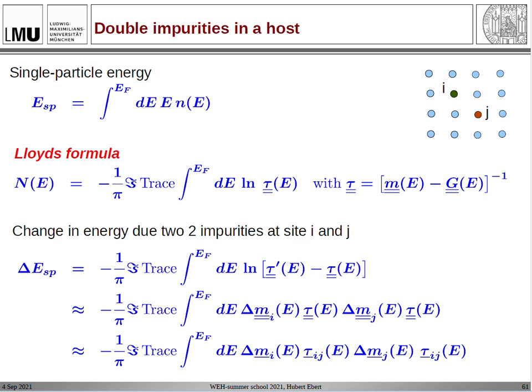So single particle energy is simply a product of the density of states with the energy integrated up to the Fermi energy. And now this can be translated into an expression, by partial integration, that makes use of the integrated density of states. But this is supplied to us by Lloyd's formula. So we just get it by evaluating that expression here.